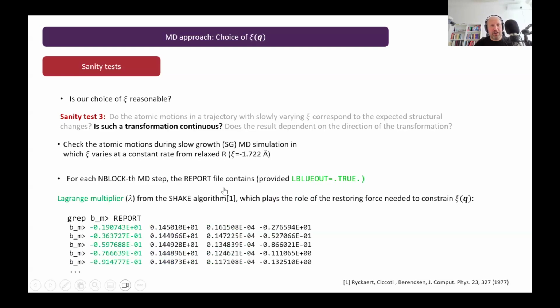So this is one type of useful output. Another useful output we shall need is the Lagrange multiplier used in the SHAKE algorithm to impose the constraint. This Lagrange multiplier plays the role of the restoring force needed to constrain Xi. So the idea is to simply explore how this Lagrange multiplier lambda changes as a function of Xi, and we would like to see it's a continuous function of Xi. To have this output in the report file, that's why we needed to set LBLUEOUT true in the INCAR file. This flag activates this kind of output.